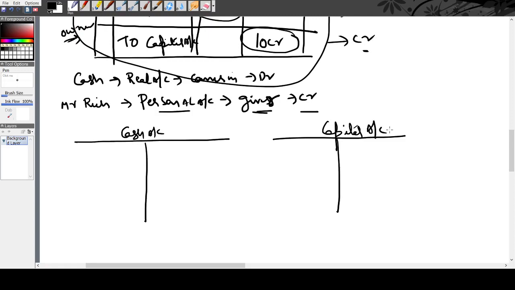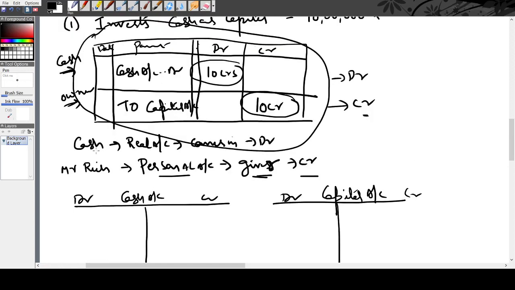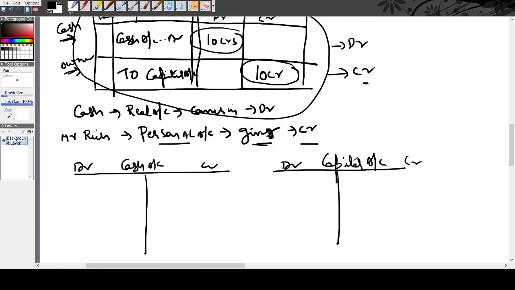What is this entry actually telling you? I told you this is the debit side and this is the credit side. This journal entry is telling you to write 10 crore rupees on the debit side of cash account, and it is asking you to write 10 crore rupees on the credit side of the capital account. So what we are doing is keeping a count of the cash transactions in the cash account, and a count of the transactions with the owner in the capital account. So this is the journal entry.